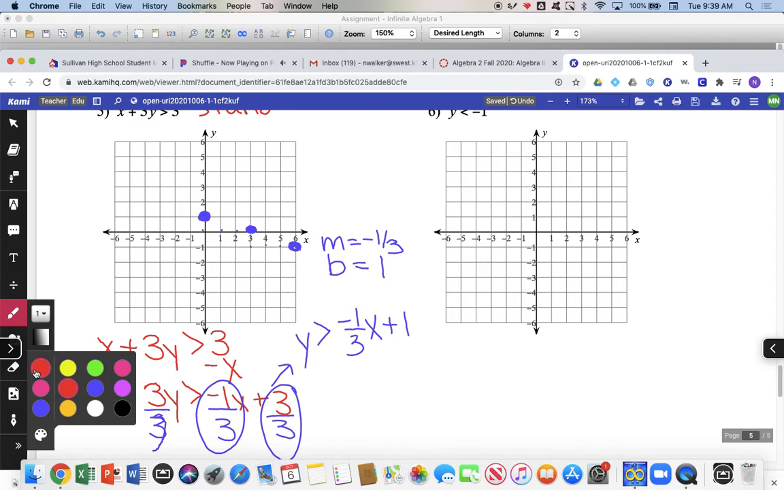Now we've got to look at the symbol. Now, whenever we're looking at that symbol, is that dotted or dashed or solid? All right, it's a dashed line or a dotted line. You can call that whatever you would like. Dashed, dotted, that's fine with me. All right, do I shade above or below? All right, we're shading up.